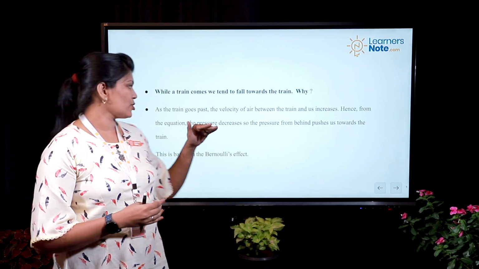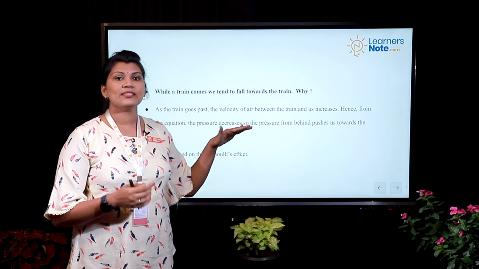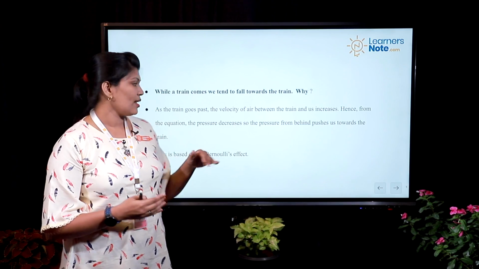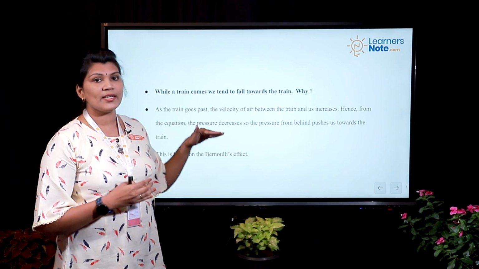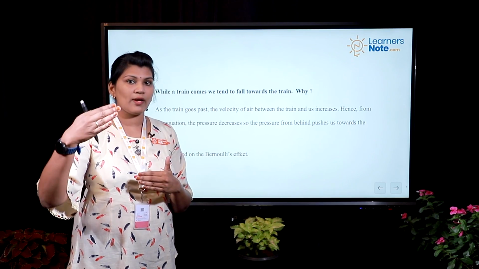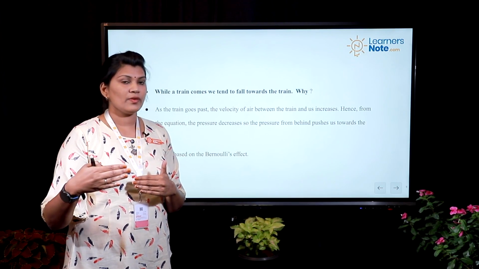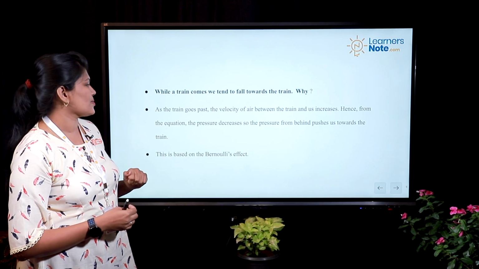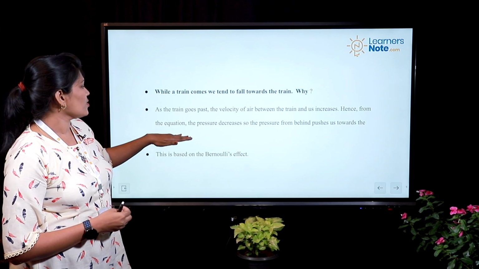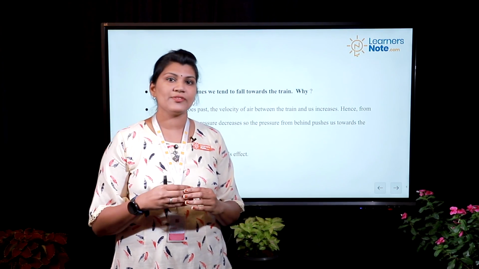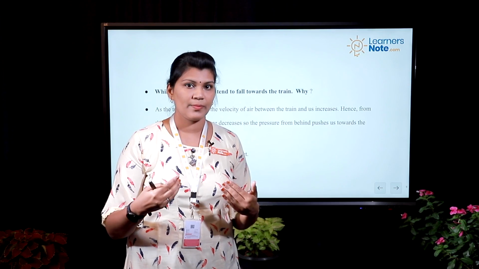According to Bernoulli's theorem, if there is a pressure difference, there will be a force acting on that body. Like that, if a train passes, there will be a pressure difference between our body and the train. The pressure between our body and the train will change. So there is a pressure decrease. This pressure decrease causes a pulling effect on our body from the backside.